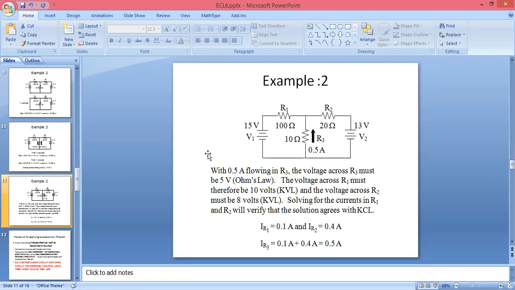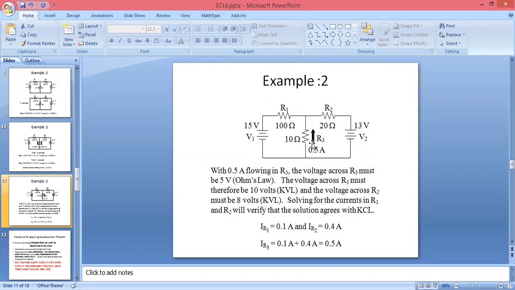This is the same example I have given here, only explanation. With 0.5 ampere flowing in R3, voltage across R3 must be 5 volt according to the Ohm's law. And as we know the KVL, voltage across R1 must be 10 volt and voltage across R2 must be 8 volts. Solving these currents, you will get the value of current flowing through R1, R2 also.